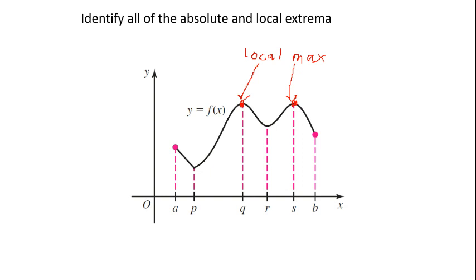Now for the local minimums, there is a local minimum here at P. And there is another local minimum here at R. Because those are the points that are lower than the ones that are immediately nearby. Now, for the absolute extrema, those are the highest and lowest points respectively. So, looking at this local min right here, this is also the lowest point on the entire graph. So this also happens to be the absolute minimum.